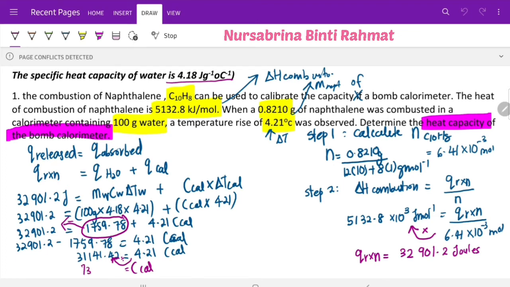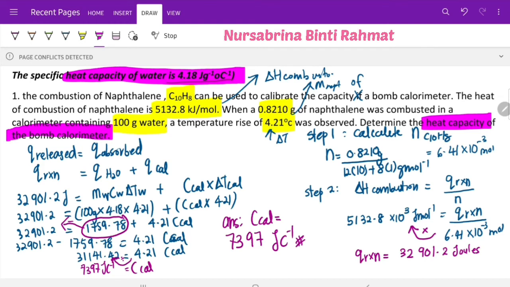From there, I'm getting my C calorimeter to be 7397 joule per Celsius. So let's rewrite. The answer, C calorimeter, equals 7397 joule per Celsius. Please don't get confused. The unit for the heat capacity is joule per Celsius, because heat capacity is the amount of heat needed to raise the temperature of the substance by 1 degree Celsius, whereas specific heat capacity, as shown in the specific heat capacity of water, is the amount of heat needed to raise 1 gram of the substance by 1 degree Celsius. That's why it has per gram in the unit.